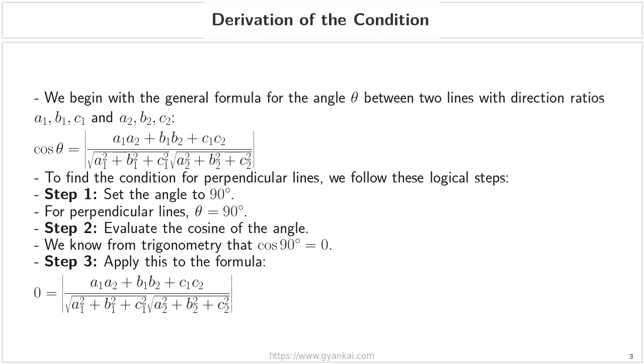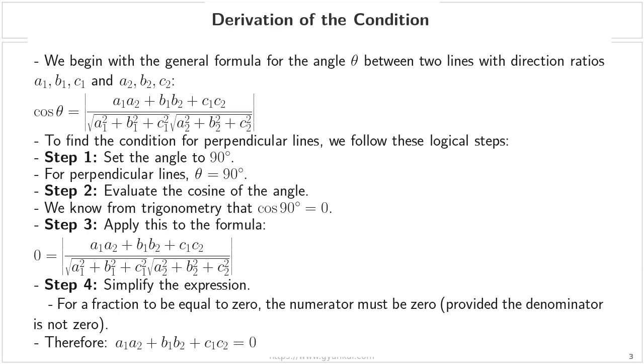This gives us 0 equals the absolute value of the fraction, where the numerator is a sub 1 times a sub 2, plus b sub 1 times b sub 2, plus c sub 1 times c sub 2, over that same denominator involving the square roots we saw earlier. Step 4, now we simplify. For any fraction to equal 0, the numerator itself must be 0, as long as the denominator isn't 0. This leaves us with a very clean and powerful result: a sub 1 times a sub 2, plus b sub 1 times b sub 2, plus c sub 1 times c sub 2, equals 0.